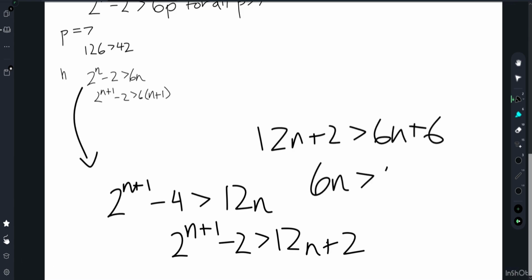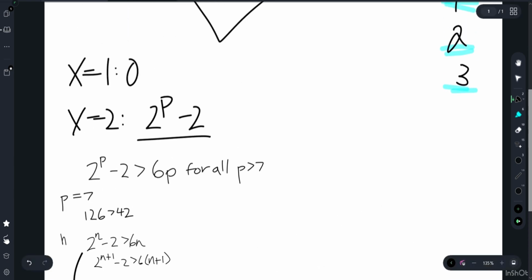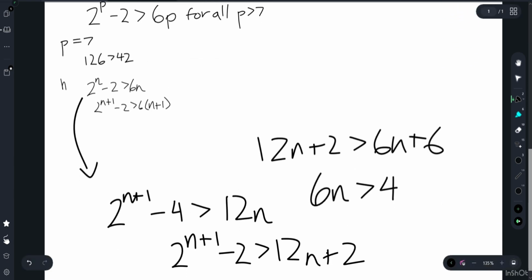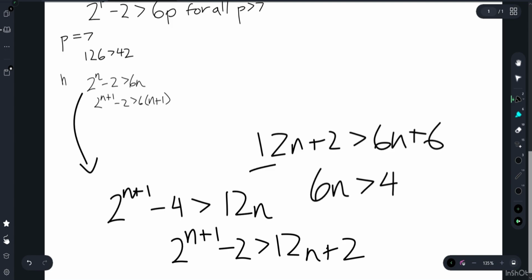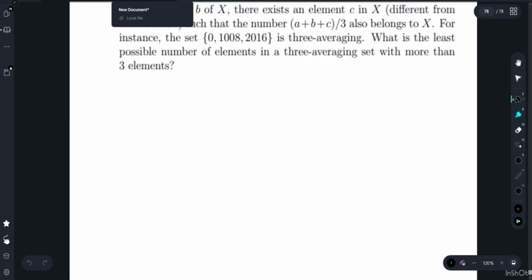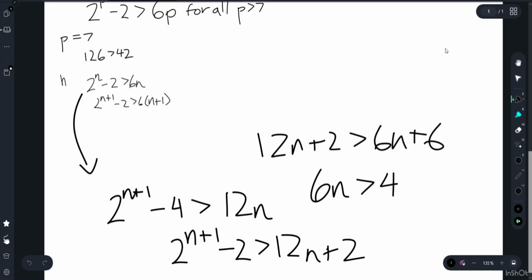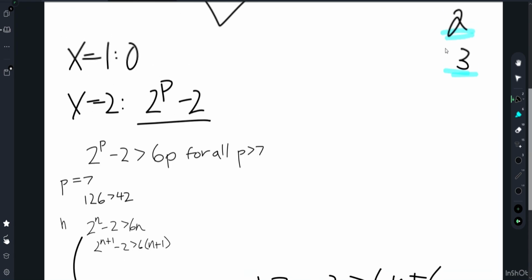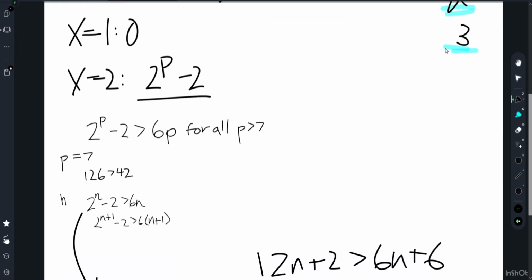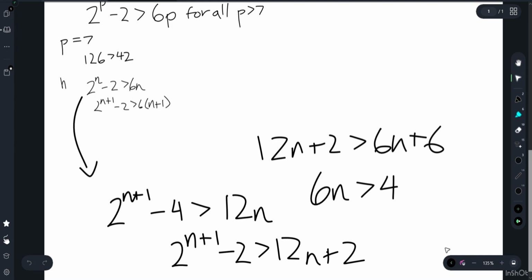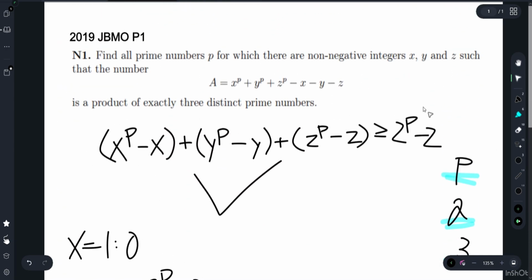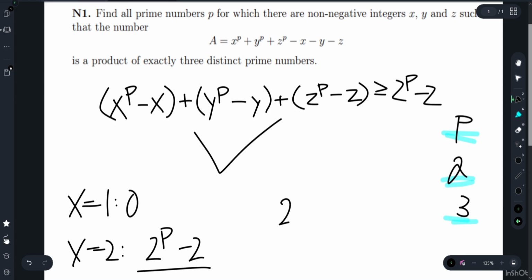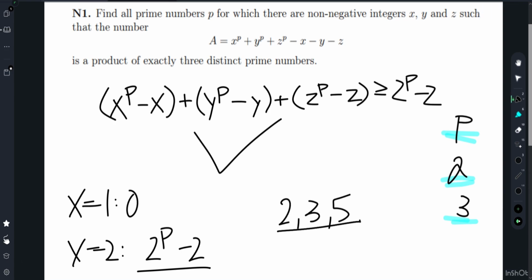And so now we know that 12n plus 2 is greater than 6n plus 6 because 6n is always greater than 4 for all p greater than 7. 12n plus 2 is always greater than 6n plus 6 for all p greater than 7. And so now we know that no values of p that are greater than 7 work. And so that means that the only values of p that can work are 2, 3, and 5.